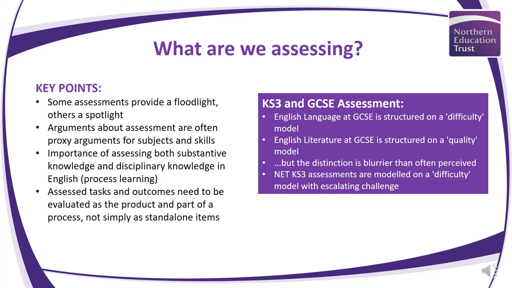Now, English language is judged in papers for all the major exam boards, AQA included, on a difficulty model, with an escalating challenge in terms of question difficulty throughout the sections of the paper. It starts easy and it gets harder. English literature, in contrast, is based on a quality model, where all the questions share essentially the same difficulty. Now, this can be seen as lending itself to the teaching of discrete question-by-question skills in language, but cumulative skills in literature. But that is something of a fallacy.